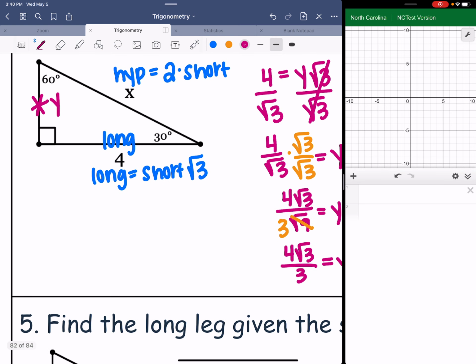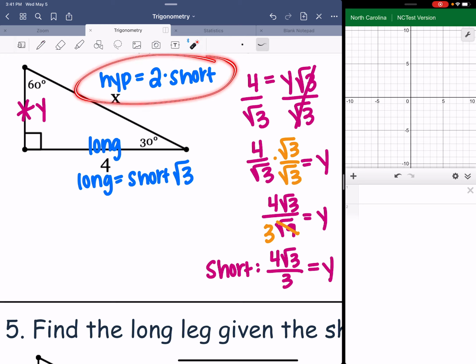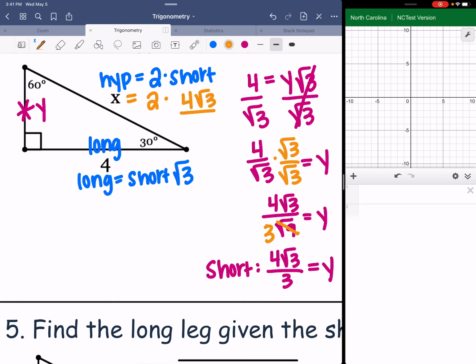All right, so if the short leg is all of this stuff, then the hypotenuse is going to be 2 times that. So x is going to be 2 times the short leg, which was 4 root 3 over 3. So we're just going to multiply that 2 times 4, and that's pretty much it. Let's see, so 2 times 4, that's going to be 8 square root 3 over 3.